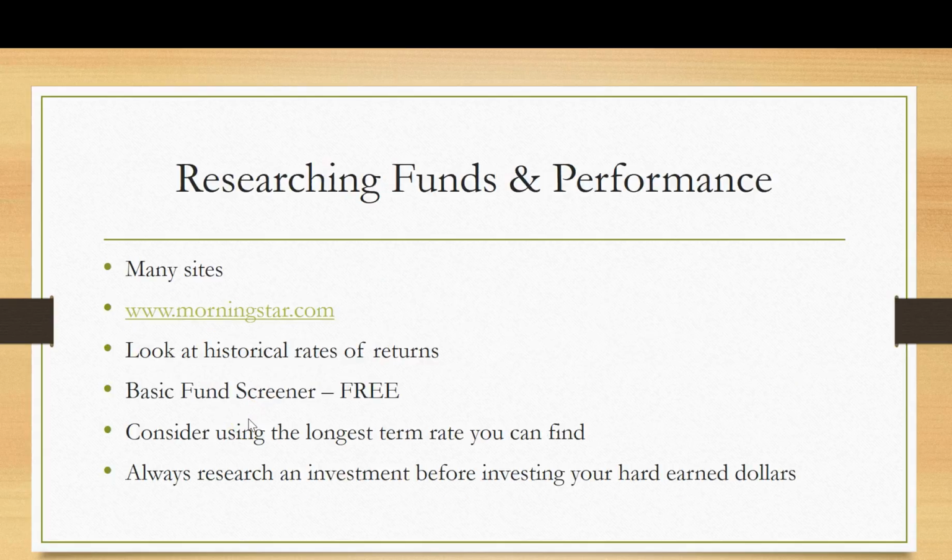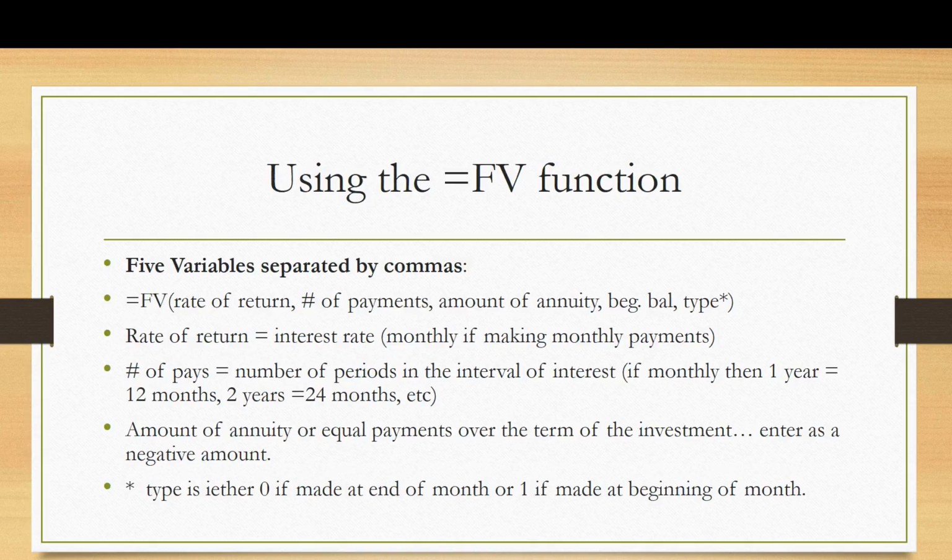Then we are going to enter the amount of the annuity, or equal payments, over the term of the investment, and we'll be entering that number as a negative value. And finally, the last or 5th variable is the type of investment. It would be a type 0 if made at the end of the month, or a type 1 if made at the beginning of the month.